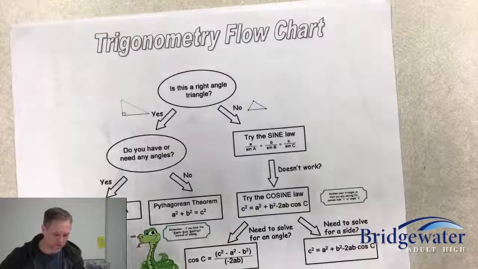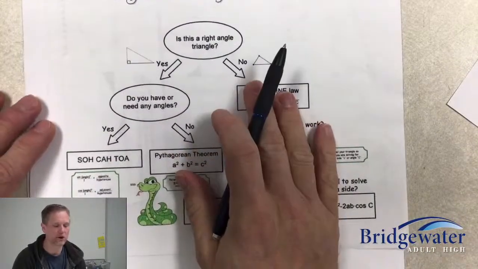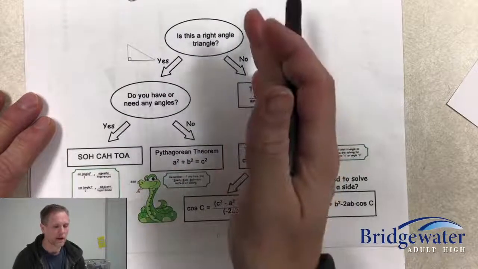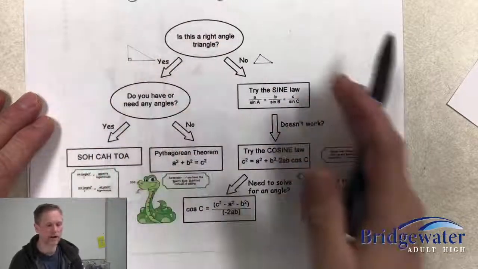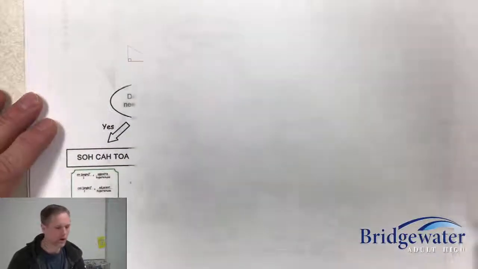And so this is where this thing comes into play. Okay, so the trigonometry flowchart, you're allowed to have this on your quizzes and your tests. Is it a right angle triangle? Then you use the left. Or is it a non-right angle triangle? Then you use the right-hand side. And so we're going to be going over an example of each.